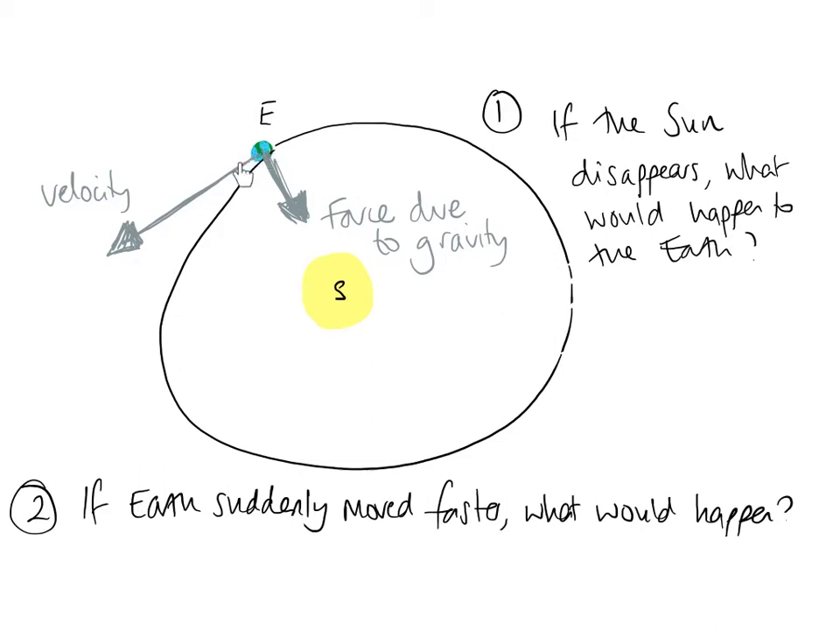And number two, if the Earth suddenly moved faster, what would happen? Well, at the minute, everything's balanced, so we get something called circular motion, so it's just going around in a circle quite happily. However, if it moves faster, then this arrow suddenly gets bigger, and it'll therefore unbalance things, and what will happen is the Earth would gradually leave and move further away from the Sun.